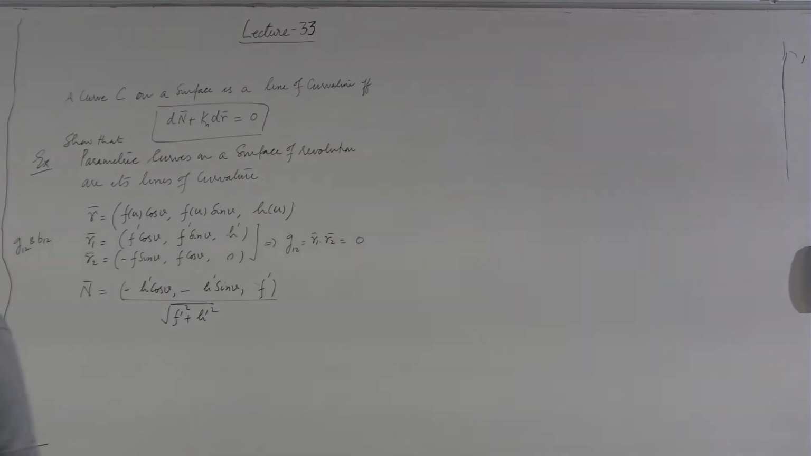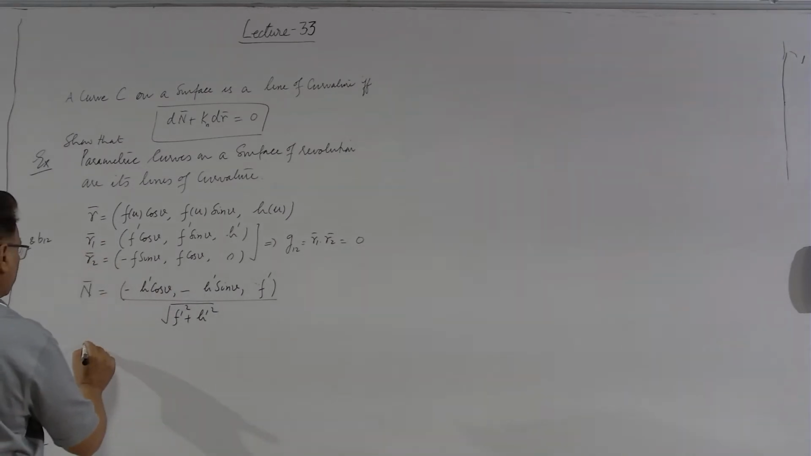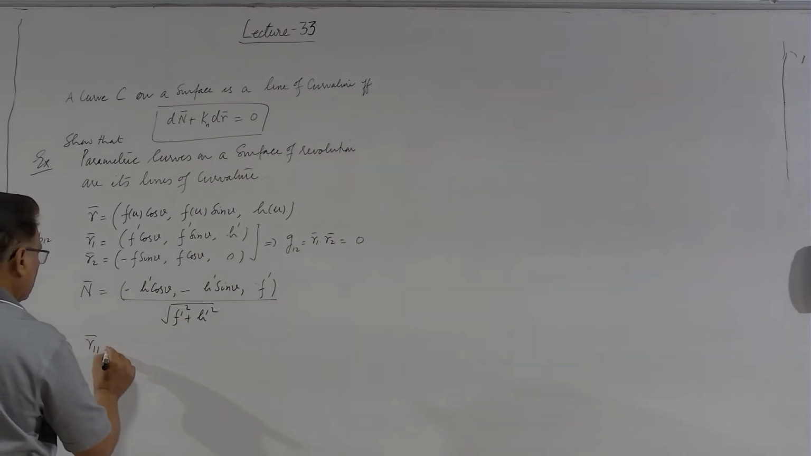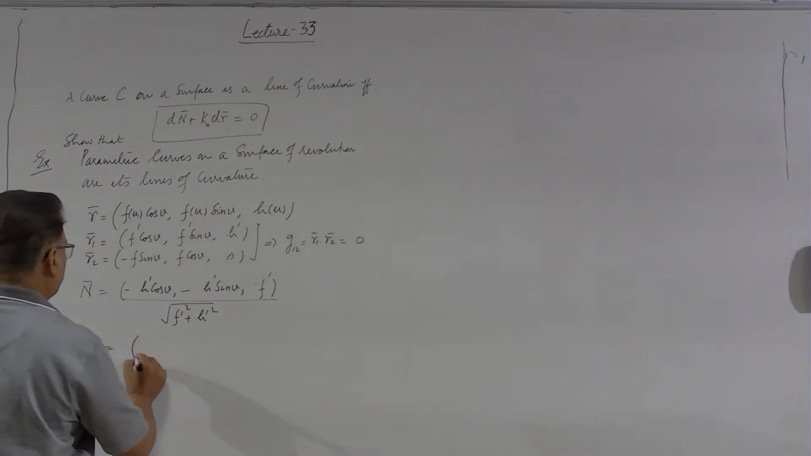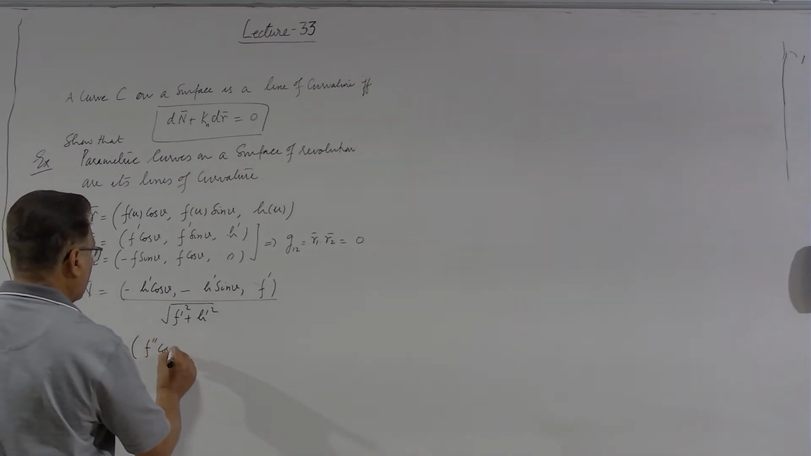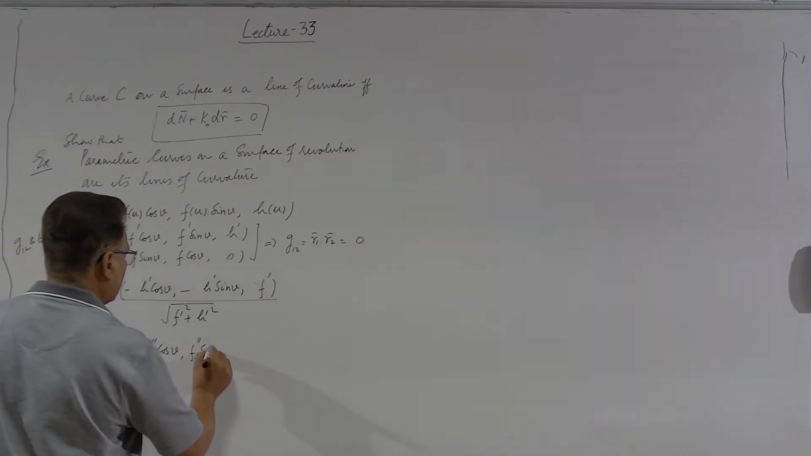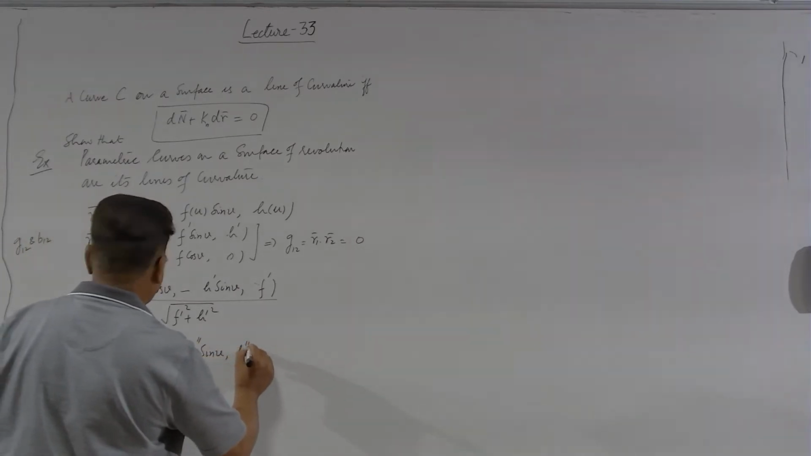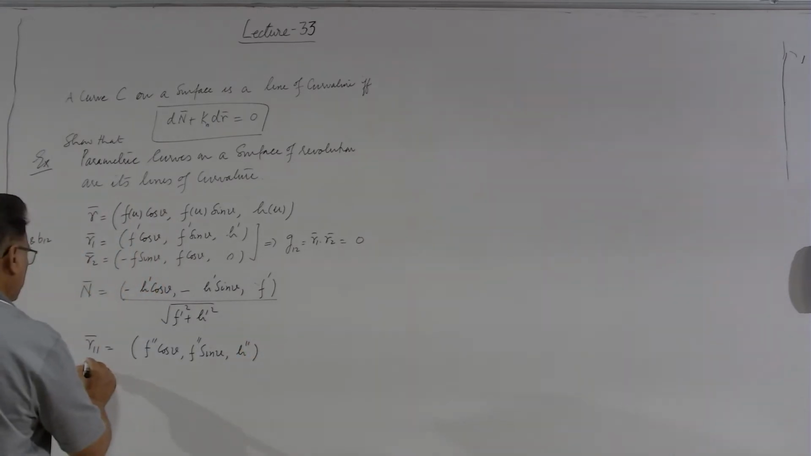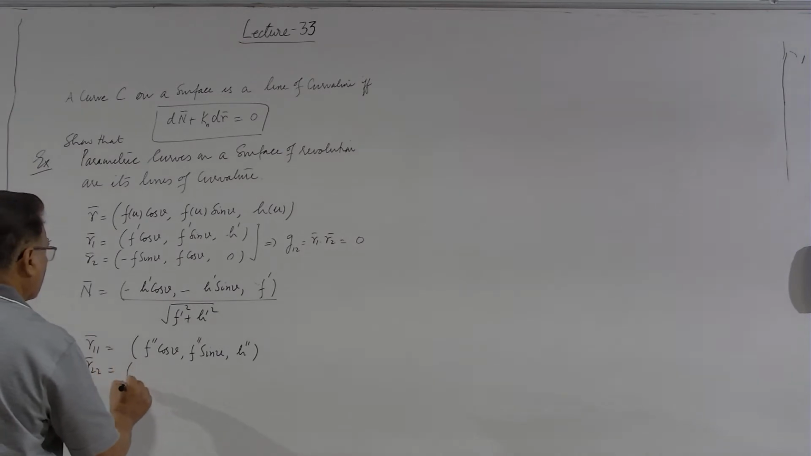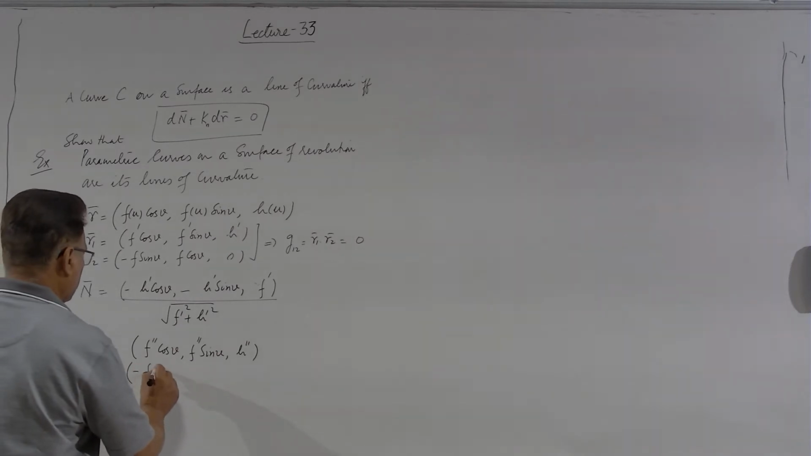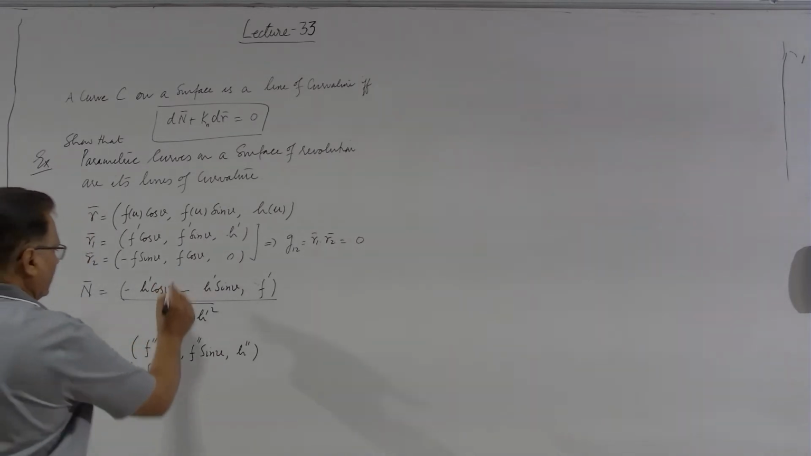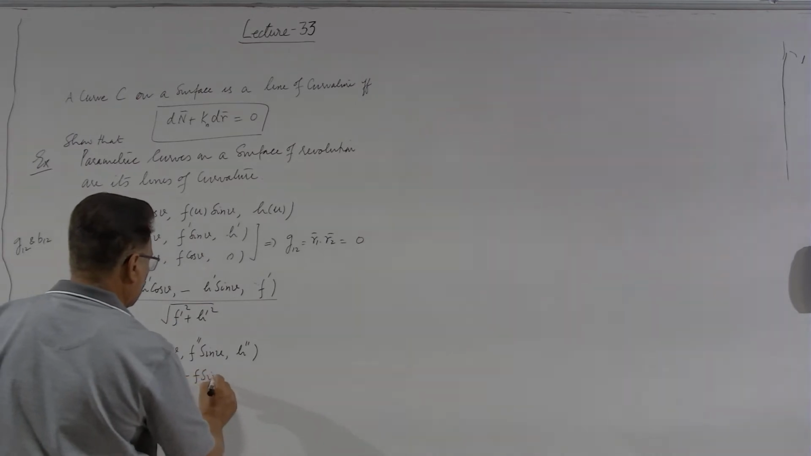Okay. Now, for the B_ij's, I need to compute further derivatives of r1 and r2. So, that is r11, the derivative of r1 with respect to u. That will give you f'' cos v, f'' sin v, and h''. And r22, the derivative of r2 with respect to v, will be minus f cos v, minus f sin v and 0.